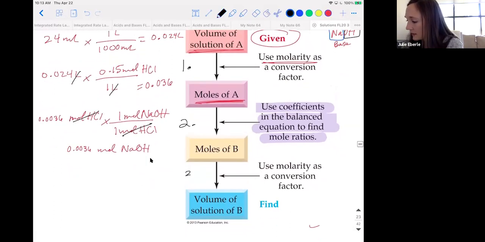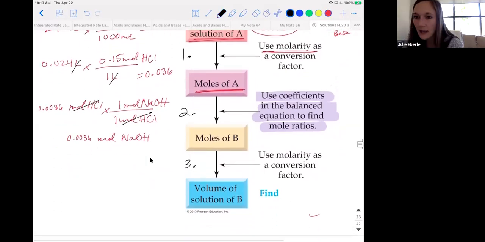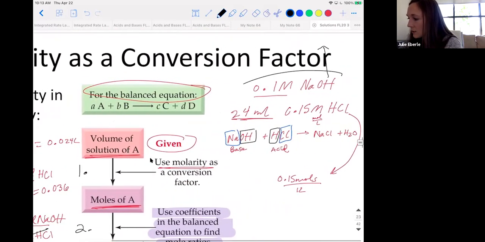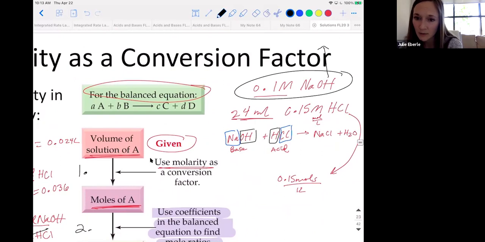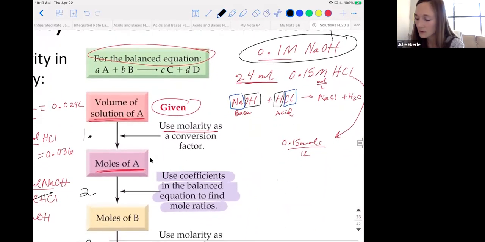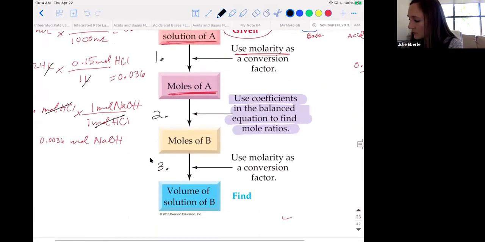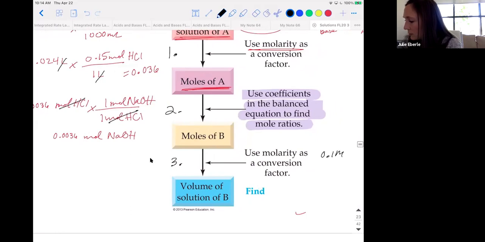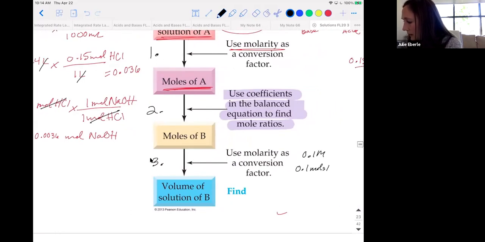Okay, and then step 3. All right. We're going to use the molarity of NaOH and convert to volume. So what was the molarity? The problem gave that to us. It's 0.1 molar. This is what I wrote off of the Mastering Chemistry assignment, what I'm looking at on my screen. So 0.1 molar. Molarity is 0.1 molar, which is what? 0.1 moles of NaOH per 1 liter. That's what molarity is.